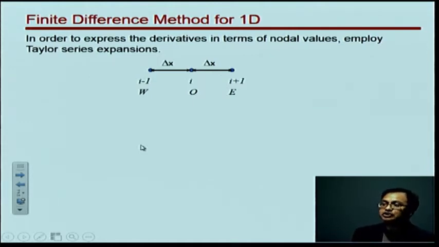Another alternative notation that people often use is that the central node is called node naught, the one on the right is called node east, and the one on the left is called node west. If you have 2D, you will have north and south. And if you have 3D, sometimes they call it forward and backward, or upstream and downstream.